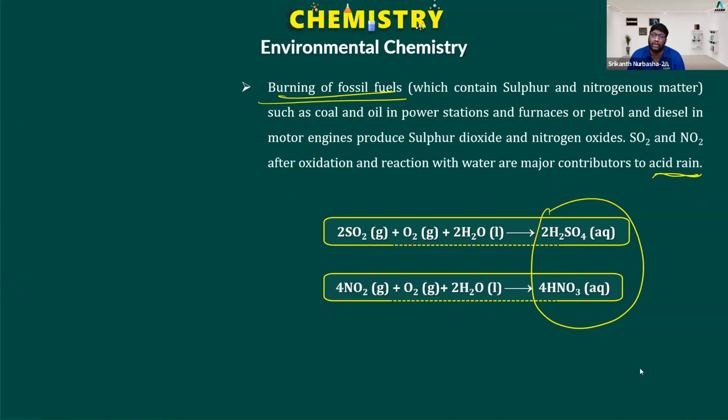They will dissolve in the water, so they will be having more H plus ions. They are responsible for acidic rain. Acidic rains will have a pH of less than 5.6. The pH of rainwater is 5.6. The pH of acid rain is less than 5.6.